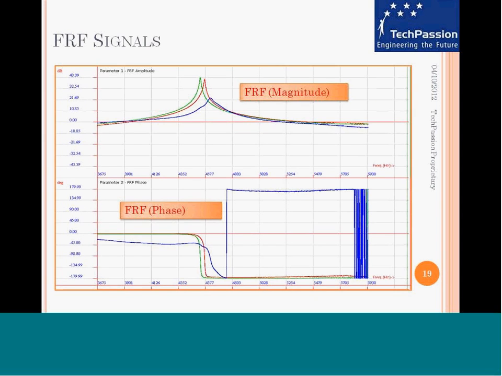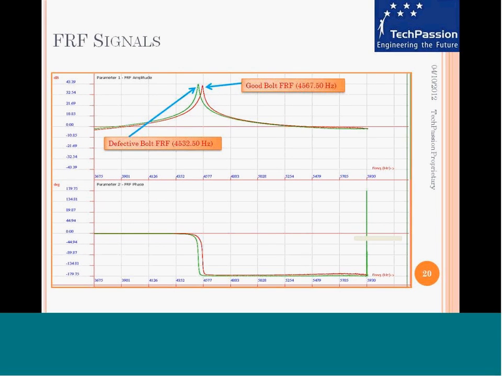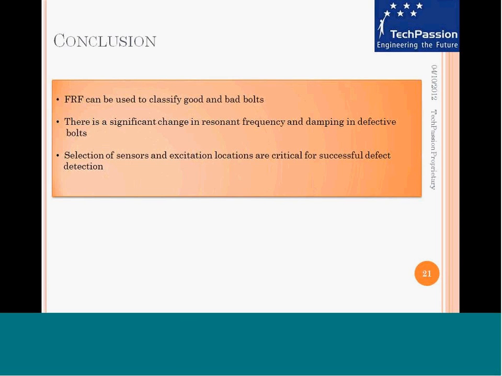So we look at another lot, and there again we are able to see a clear separation between the good and the bad, both measured in terms of the frequency value and the damping. Here we are looking at nearly 35 Hz as a difference in the frequency. There is also significant variation in terms of the damping. So we would like to state that FRF can be used as a signature to classify good and bad bolts, and we are able to find a significant change in the resonant frequency and damping in defective bolts.